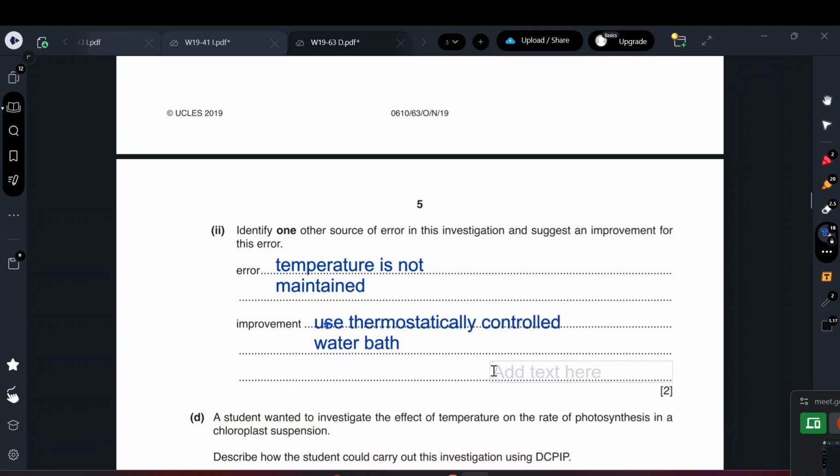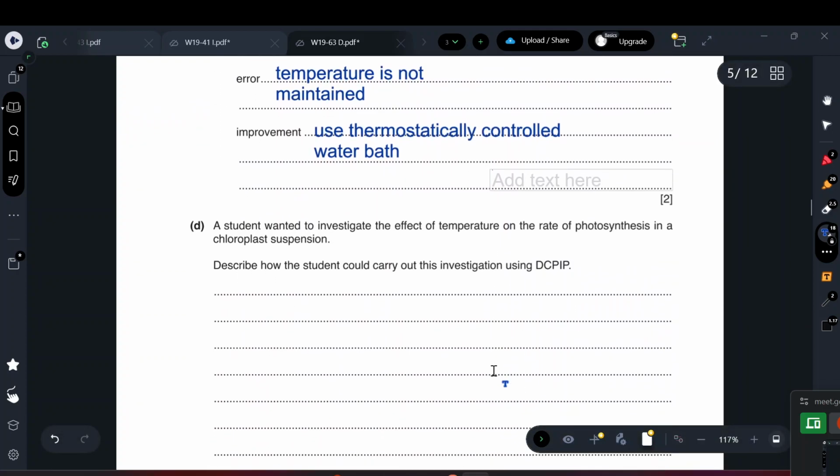I can also say that it is difficult to judge the end point of the color. You cannot judge exactly when it changed the extent of the color, when it is colorless. So it is best to use a colorimeter. Any of the errors.